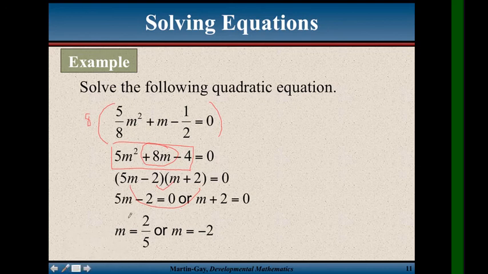I know you know how we come up with this, right? So we have 5m, and then we transpose 2, that's why it becomes positive 2. Then divide both sides by 5. That's why our answer is m equals 2 over 5 because we cancel this 5. Okay, same with this. So we will just transpose positive 2, it becomes negative 2.